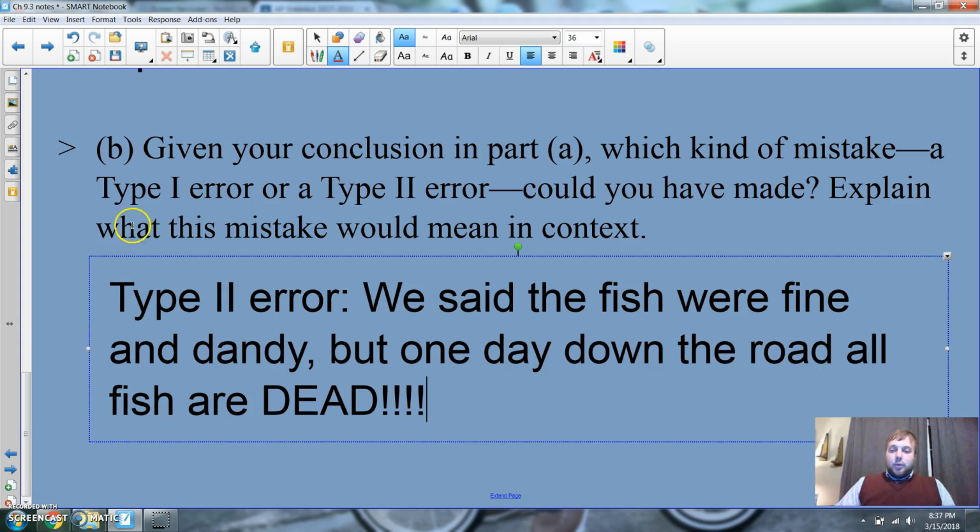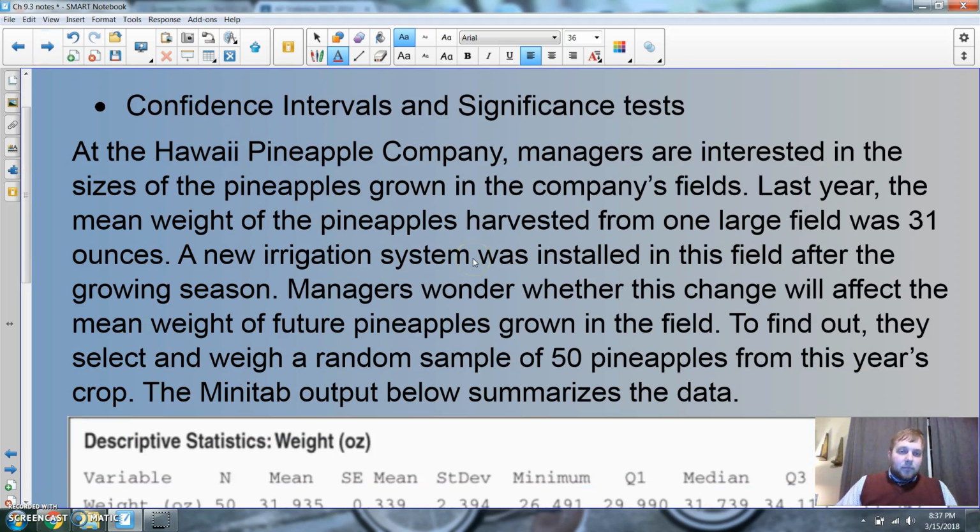Alright. Cool. Next, last question. We got 6 minutes. We can do this. Okay, the Hawaii Pineapple Company, and I've been there. I've been to Hawaii Pineapple Company. Thank you, Guam. I traveled through Hawaii. Managers are interested in the size of pineapples grown in the company's fields. Of course, we're interested in the size.